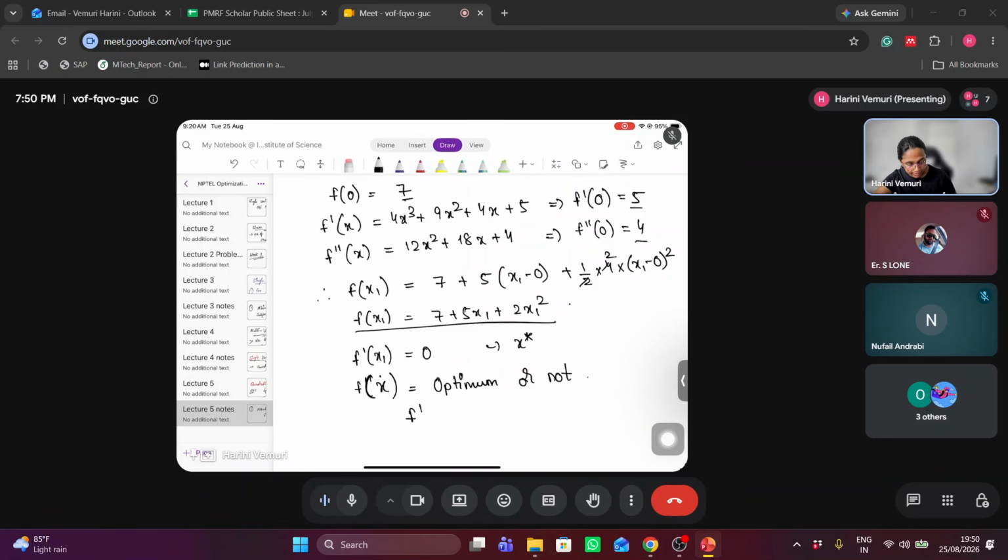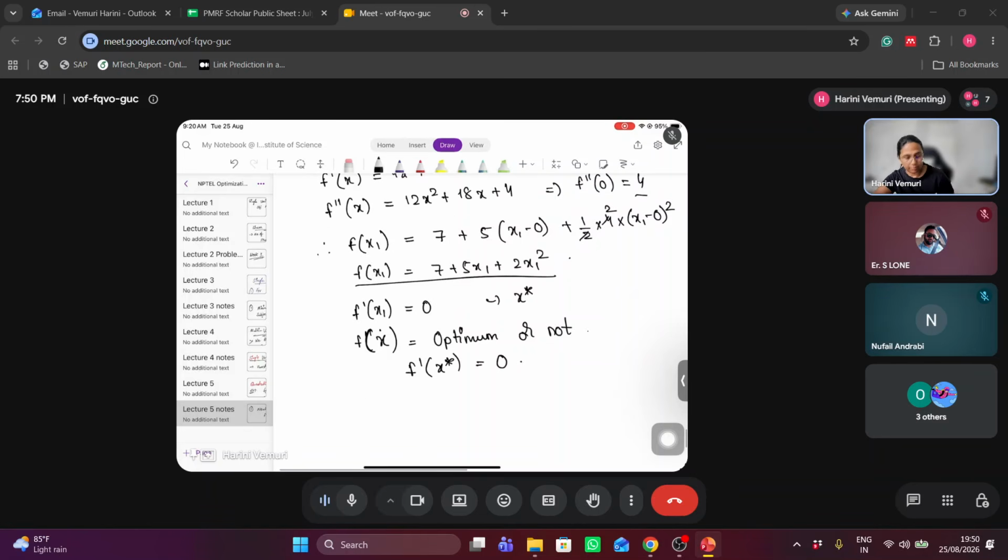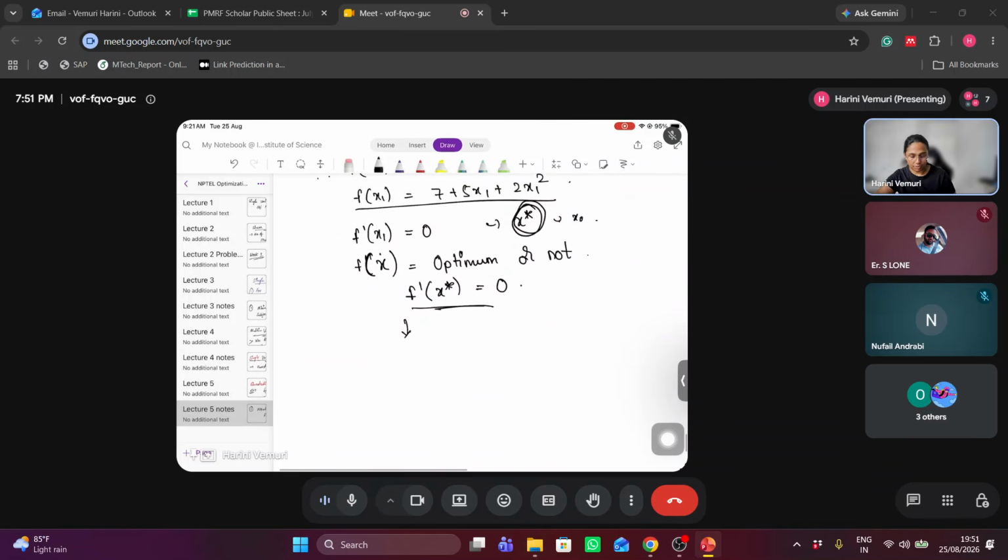When the optimum exists, f dash of x star should be equal to 0, not f dash of x1. So if not, we will repeat the iteration taking this as our initial point, x naught, in the next step, and then do the similar computation.